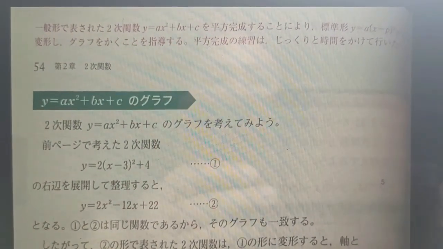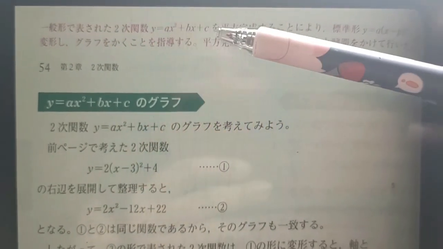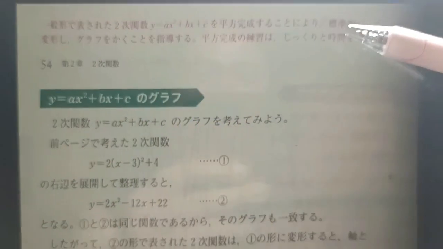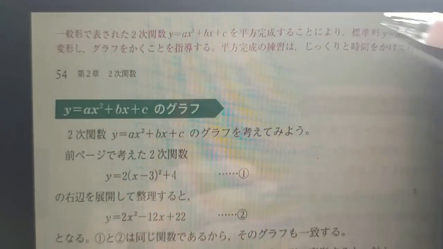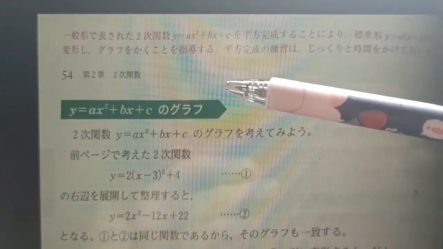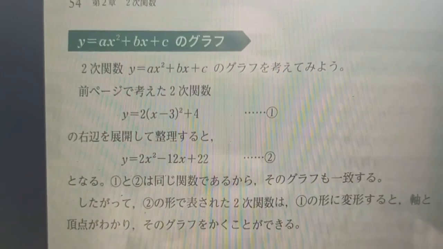It means you can transform this formation, the general form, into the standard form. Okay, this is the hyojun kei. This is the ipan kei. Okay, so how to do it? Okay, now this is the graph.